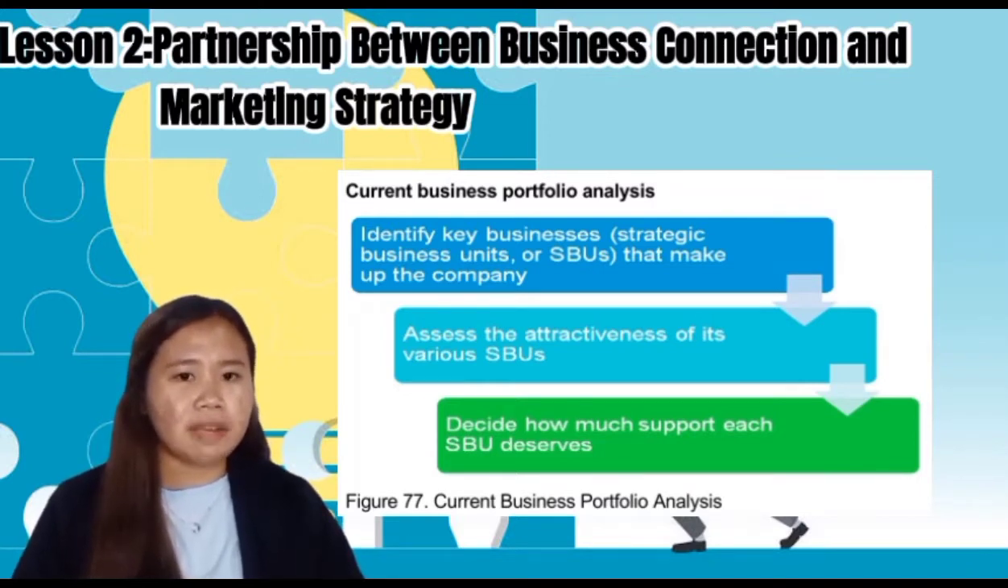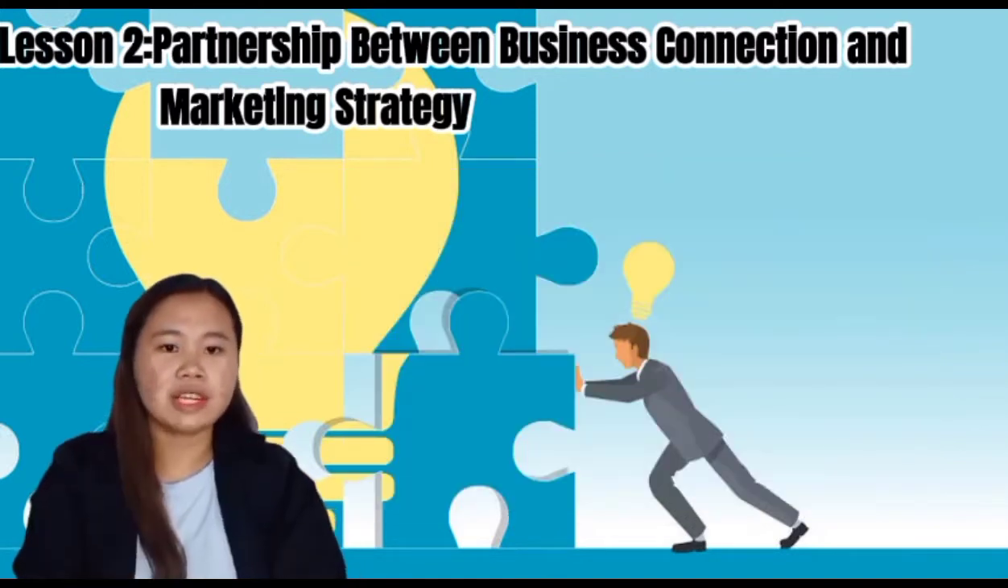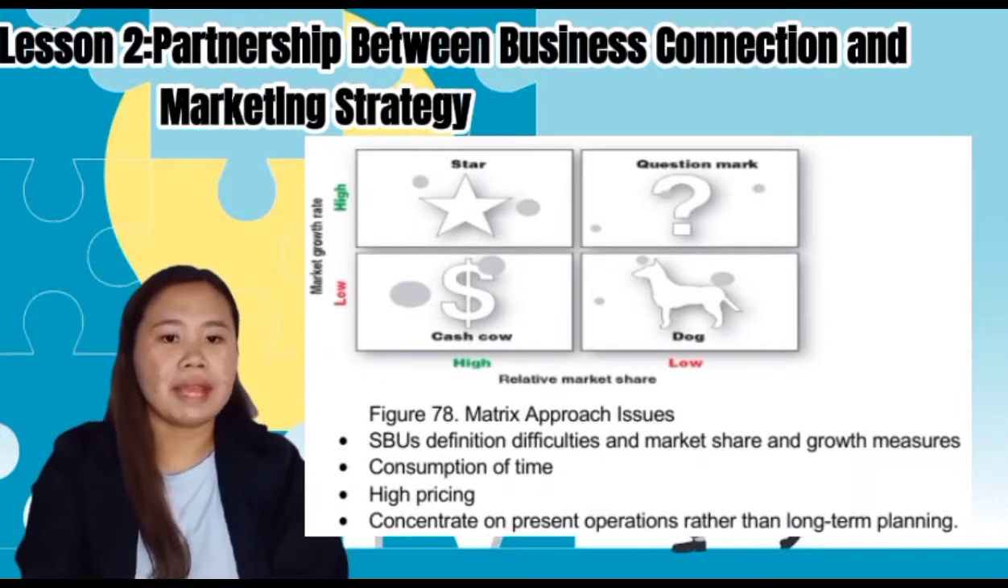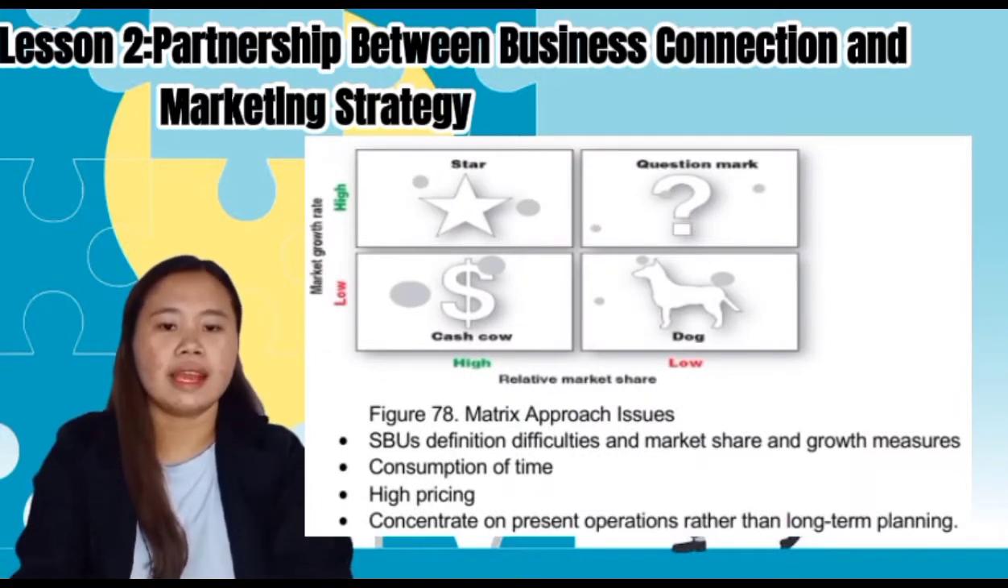Second, in order to achieve your goals, you must develop a plan and a strategy. It's because you have set your goals and that's how you will achieve them. And for the last one, you need to support each other in order to become successful. In Figure 78, you can see the matrix approach issues, SBU definition, difficulties, and market share and growth measures.